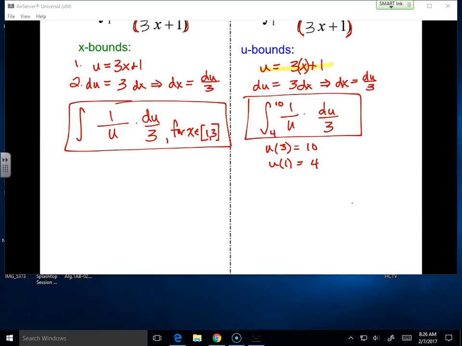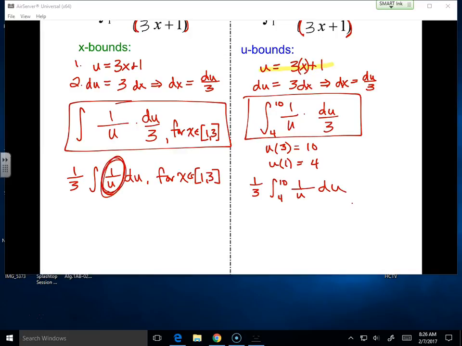Now, to solve it, over here on the left, we pull out the 1/3. We have the integral of 1 over u du for x within 1 to 3. Over here, we would pull out the 1/3. We have the integral from 4 to 10 of 1 over u du. It's looking pretty similar. On the left, now it's time. How do you anti-derive 1 over u? The integral and the du are saying, fine, that, anti-derivative, and we want to. So how? We need to use ln.